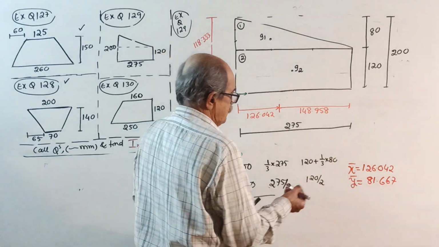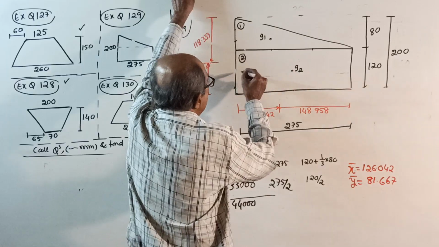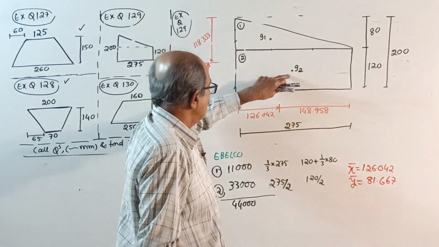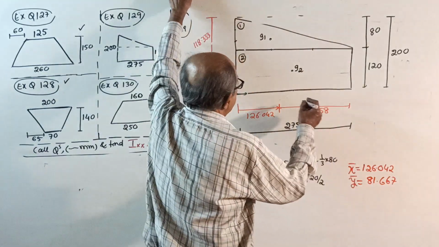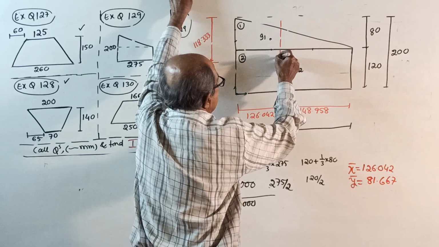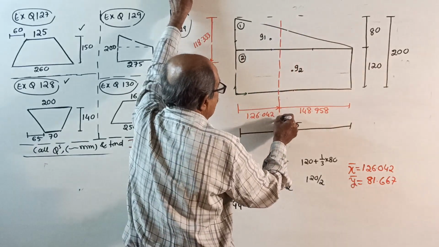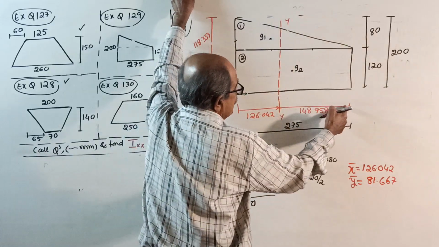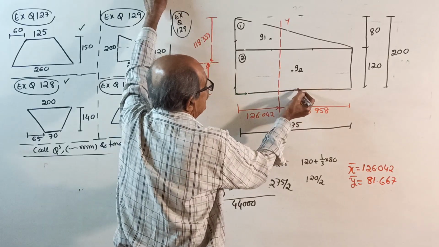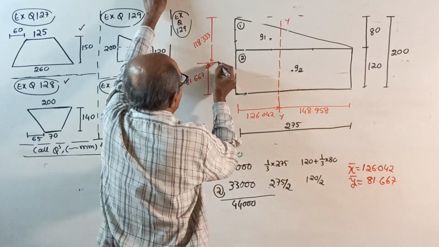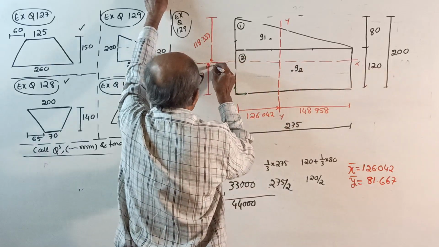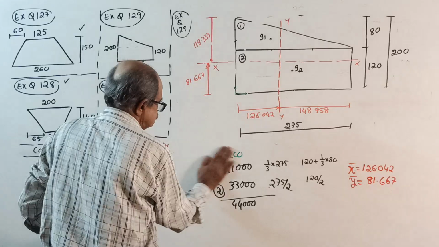Locate X bar, 120.042. See, from here to here is half of 275, which is around 137.5. It lies a little before, but after this point, 126.042. This is your YY axis. Y bar, 81.667. See, this is 60, and up to here is 120. It is above this point but below, XX. Okay, over.